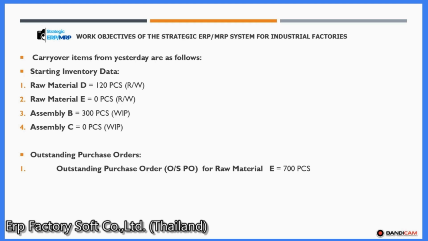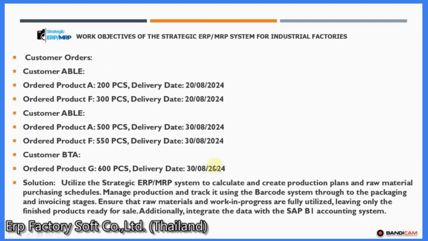Next, please accept orders from the customers as follows. One customer, Abel, ordered 200 pieces of product A, scheduled for delivery on 20/08/2024, and product F, quantity 300 pieces, scheduled to ship on 20/08/2024. Later the customer ordered again: 500 pieces of product code A and 550 pieces of product F, sent on 30/08/2024. And another customer, BTA, will order 600 pieces of product code G, to ship on 30/08/2024.